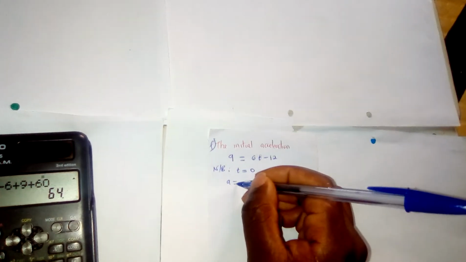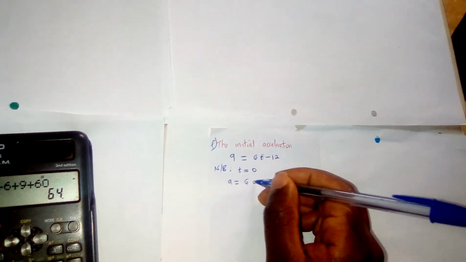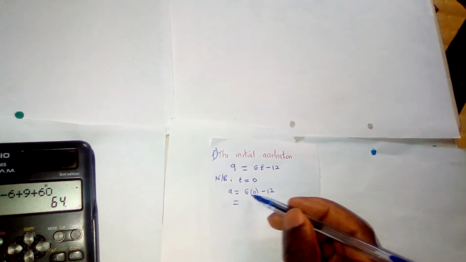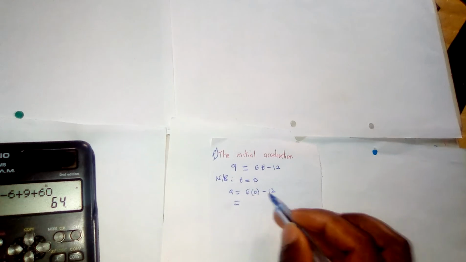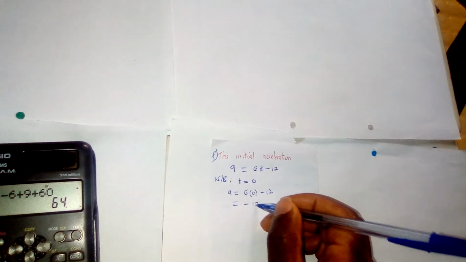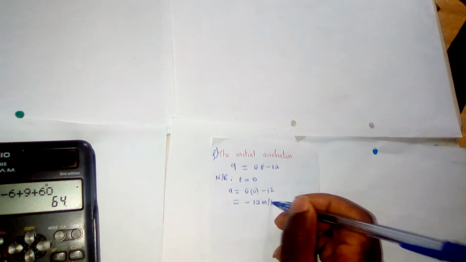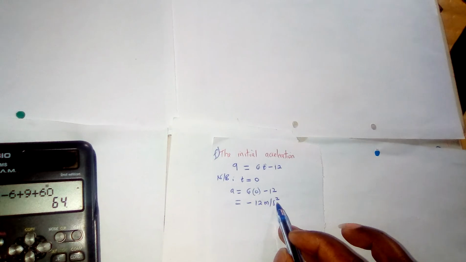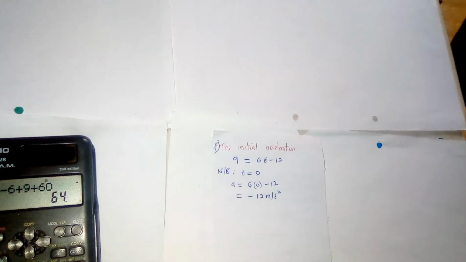Therefore acceleration shall be 6 into 0 minus 12. 6 times 0 is just 0. So 0 minus 12 is negative 12. So I'll come up with negative 12 meters per second squared. Remember, acceleration is measured in meters per second squared. That is as simple as such. So that is question F.